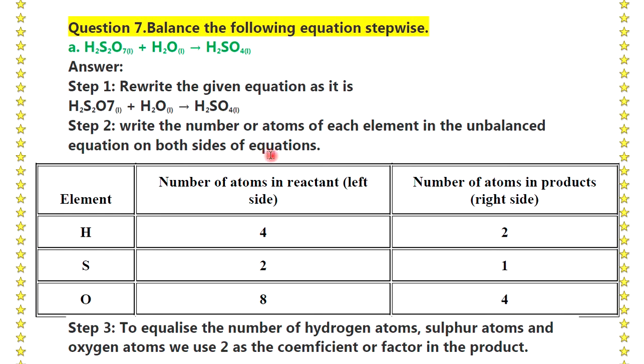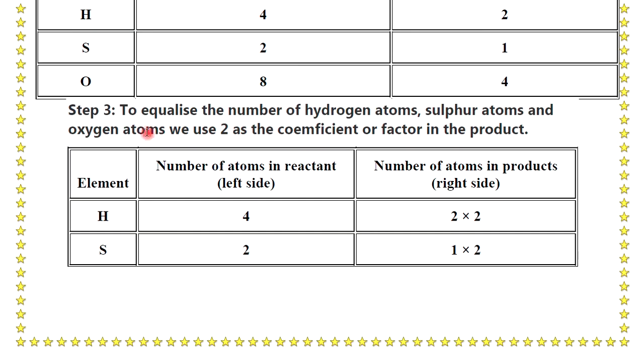Step 2, write the number of atoms of each element in the unbalanced equation on both sides of the equation. Elements: hydrogen, sulfur and oxygen. Number of atoms in the reactants is 4, 2 and 8. Number of atoms on the product side is 2, 1 and 4. Step 3, to equalize the number of hydrogen, sulfur and oxygen atoms, we use 2 as the coefficient in the product.